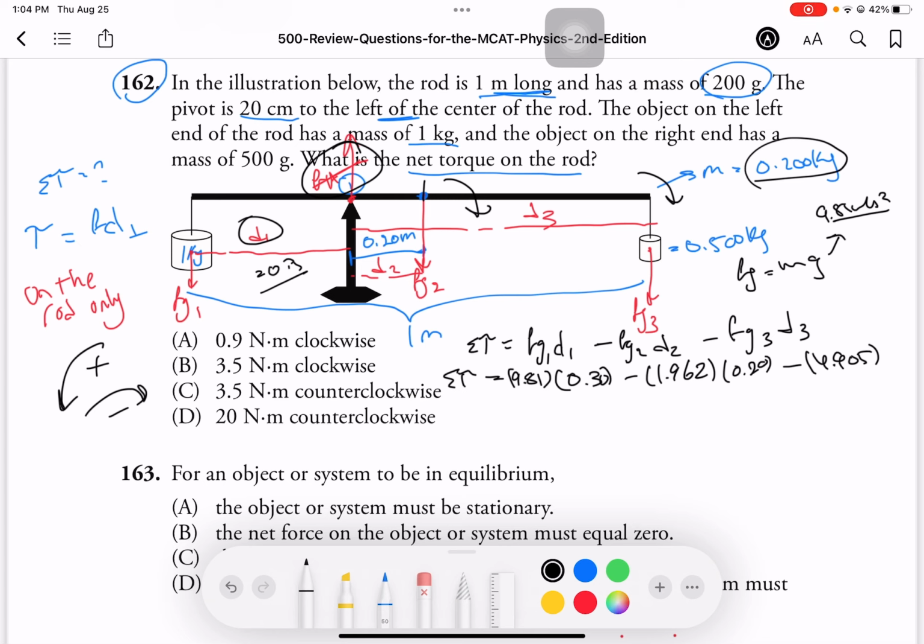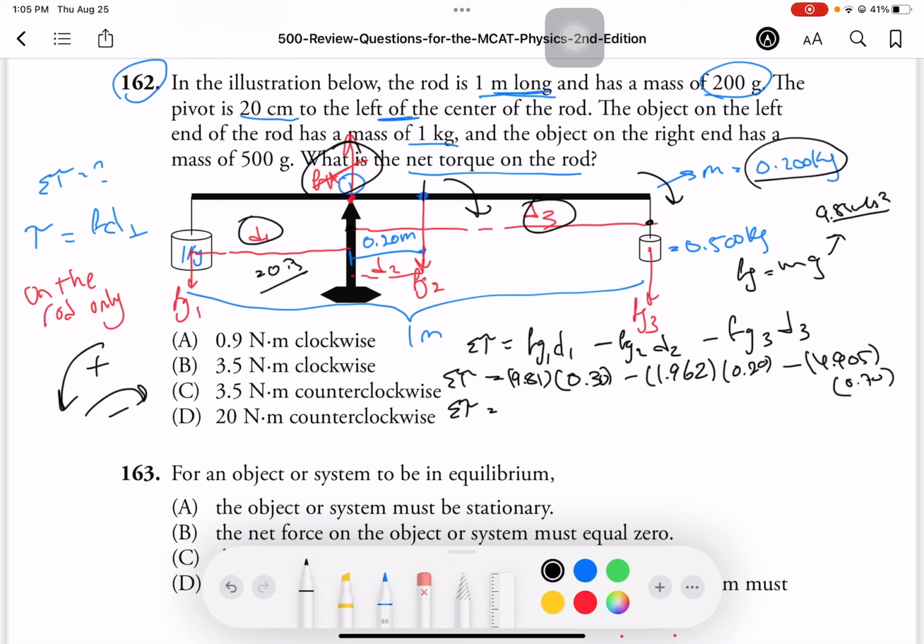And because it's going this direction, it's multiplied by the distance from this side to this side right here. I know this is 0.3, the whole thing is 1, so 1 minus 0.3 is 0.70. Here I'm just going to put everything in my calculator and multiply.